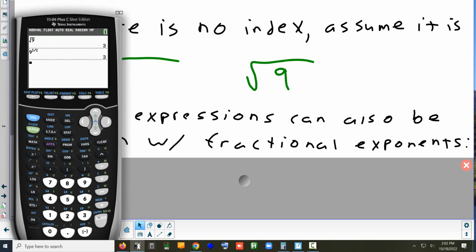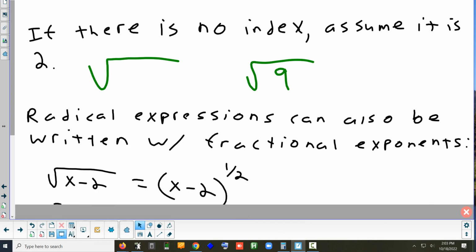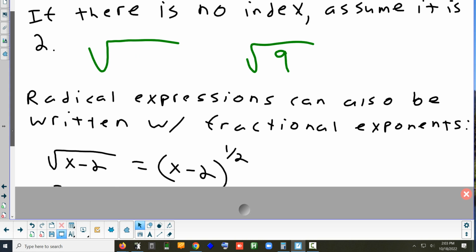And it's not just a coincidence that it worked, it would work for any number. Raising something to the 1/2 power is exactly the same as taking a square root. Doesn't matter what it is, just an example. If you want to know the square root of x minus 2, you could just raise that to the 1/2 power. And that's the same as taking a square root.